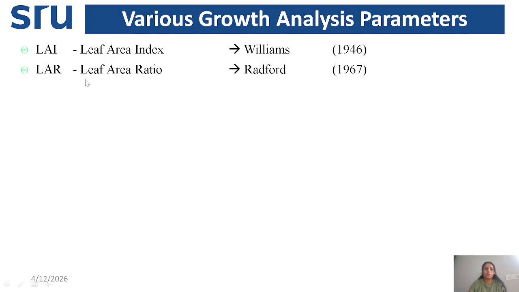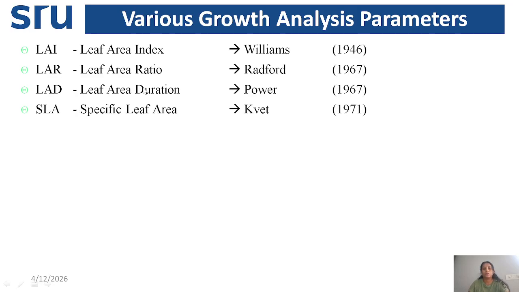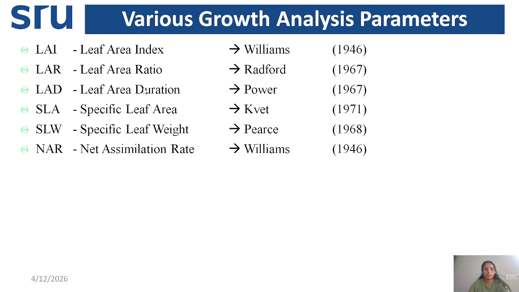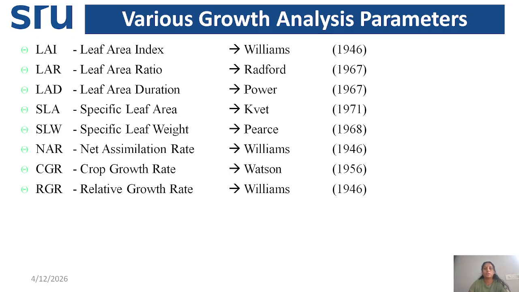These parameters are leaf area index, leaf area ratio, leaf area duration, specific leaf area, specific leaf weight, net assimilation rate, crop growth rate, and relative growth rate. All these are the analyzing parameters, and lastly the harvest index. So if you want to analyze whether the plant has grown or not, you need to go for all these parameters.